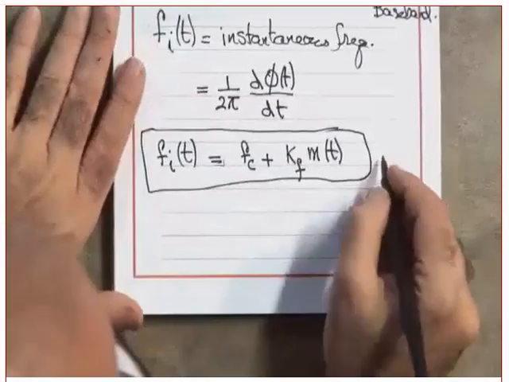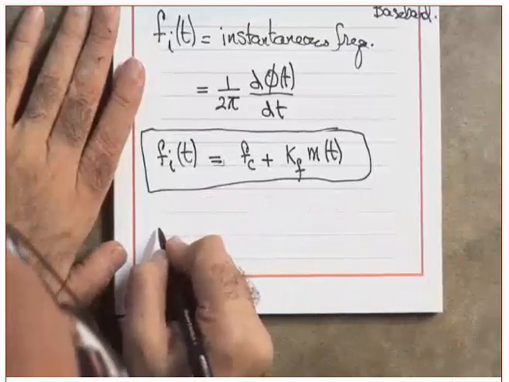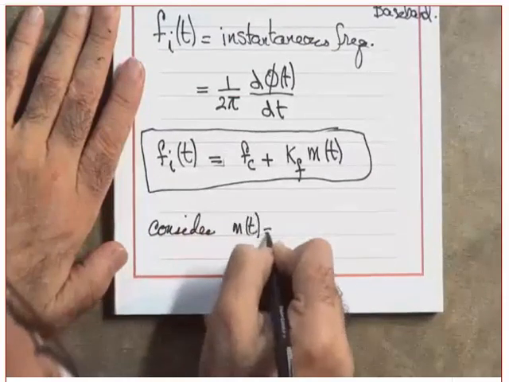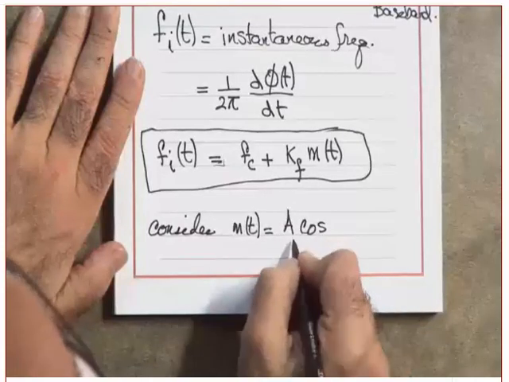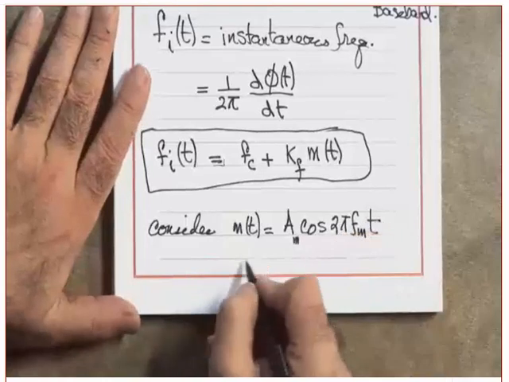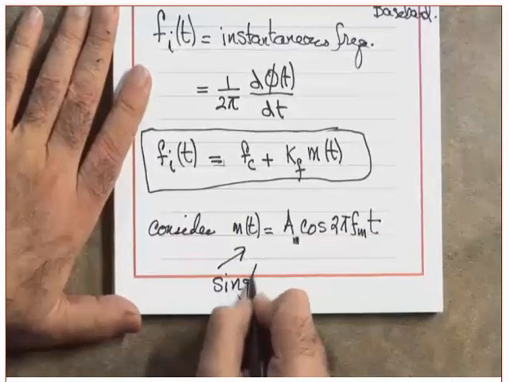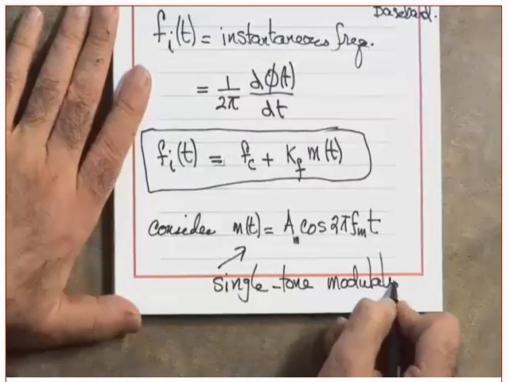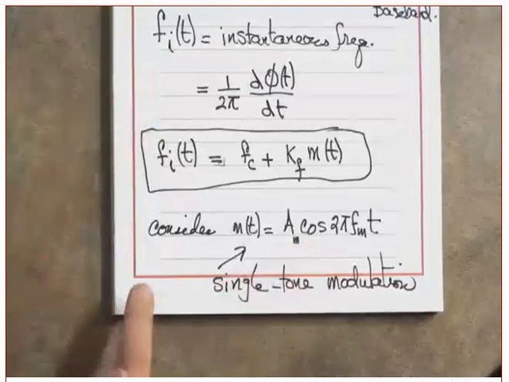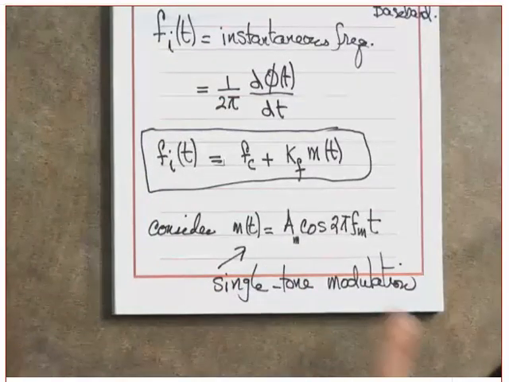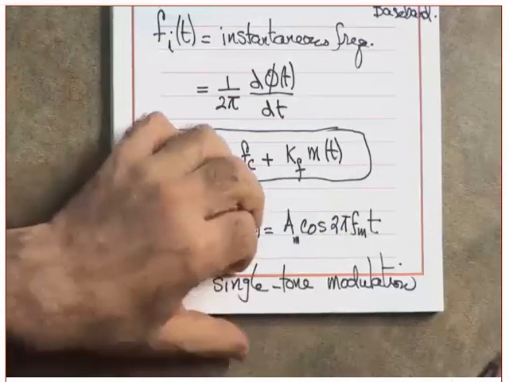Okay, good. So this one is the first equation. Now, let's take a special case. Consider M of T to be equal to what? A sub M cosine 2 pi F sub M T. What is this called? Single tone modulation. What is the spectrum of this guy? The spectrum is two delta functions located at plus or minus what? F sub M. Yes or no?